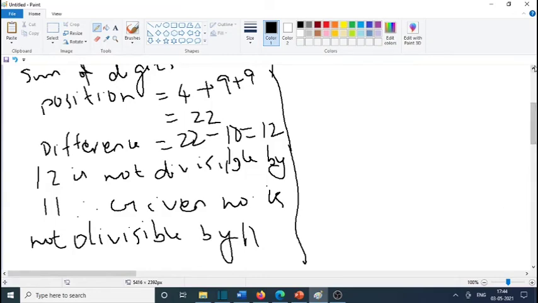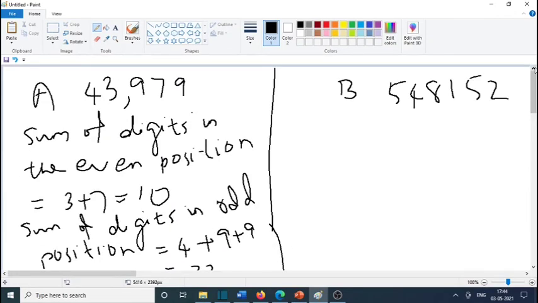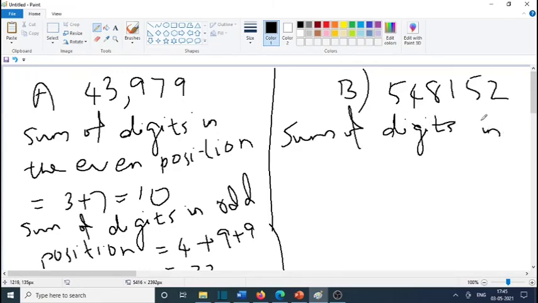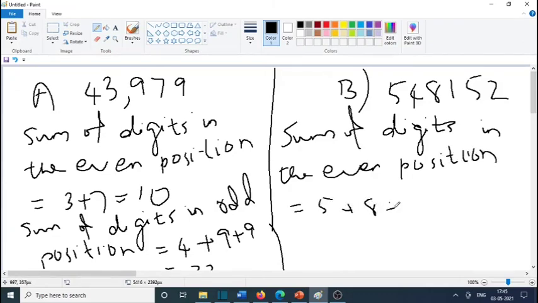Next number is 548,152. Sum of digits in the even position is equal to 5 plus 8 plus 5, which is 13. 13 plus 5 is 18.